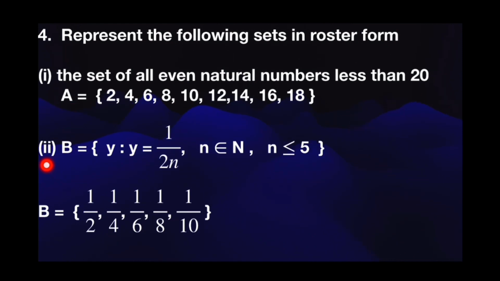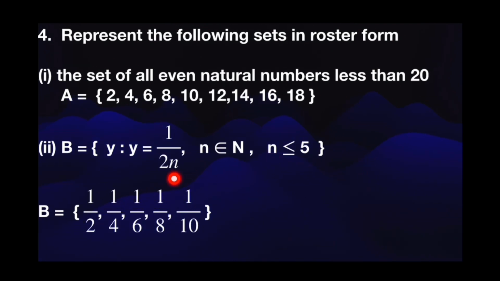Question 2, B is equal to y such that y is equal to 1 upon 2n, n belongs to natural numbers, n is less than or equal to 5. So here we have this equation, and we have to substitute the values of n. This n can be only less than or equal to 5. So what are the natural numbers less than or equal to 5? 1, 2, 3, 4, 5.